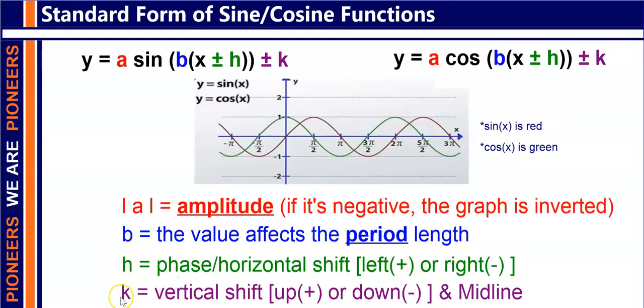And the last ones are H and K. These are like your transformations for normal equations. Same idea applies, where the H is the inside value, where positive is left and negative is right. Vertical shifts are dependent on the K outside number. Positive is up, negative is down. And midline is another topic that we'll get to in a separate video.